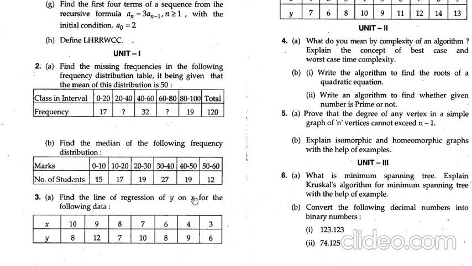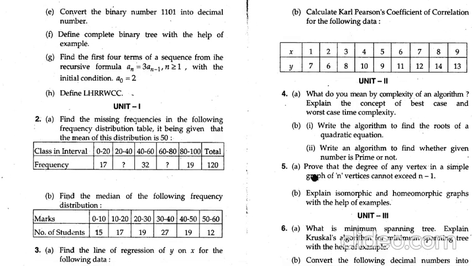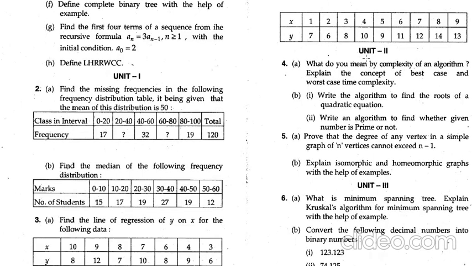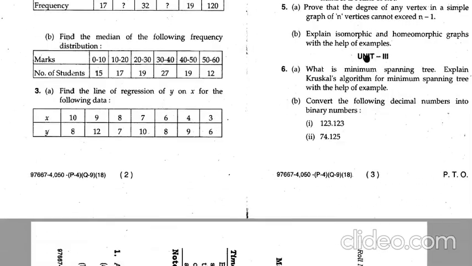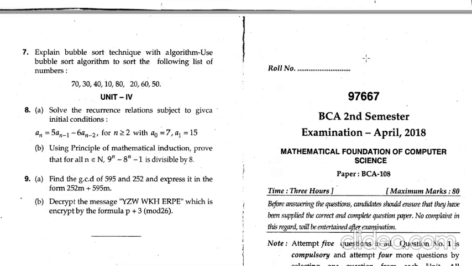Find the regression line of y on x for the following data. Regression line I have told you, and this is your Karl Pearson coefficient of correlation. If I did not discuss these two questions with you, I will do so and provide you a solution of these questions, right? So fourth, fifth, sixth, and seventh questions are coming from your second unit and fourth unit. These are computer units.